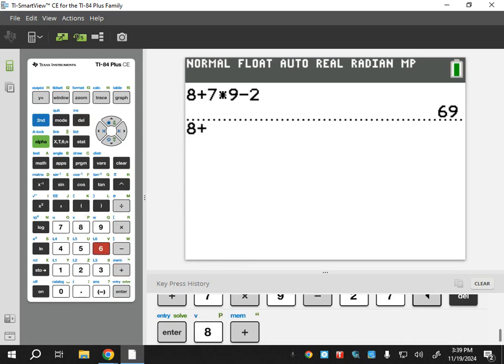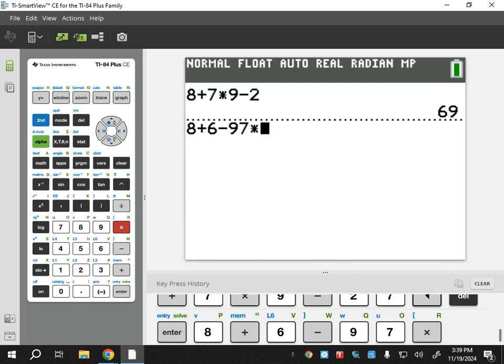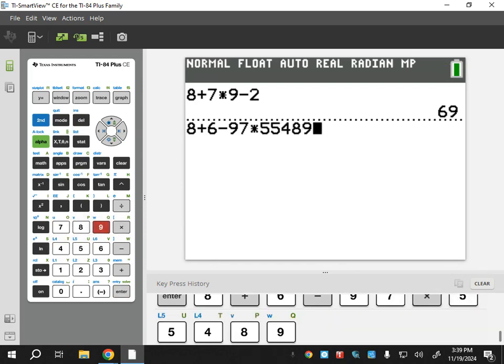I could also type in an expression and say, oh, I didn't mean to have 55,489, I meant to have 56,489, and I can go over there and I can substitute in the number I wanted and push enter.